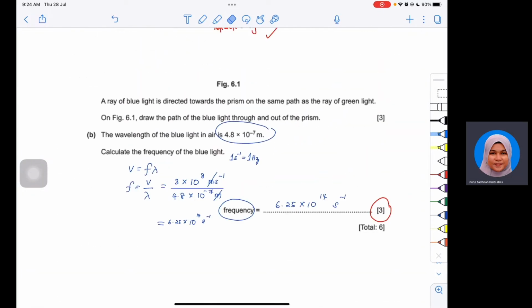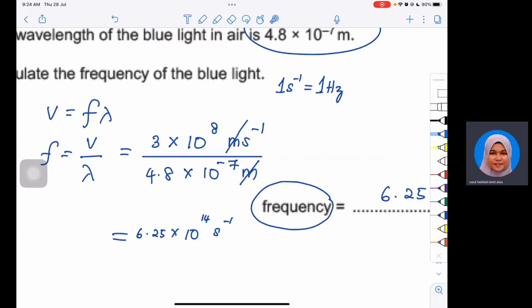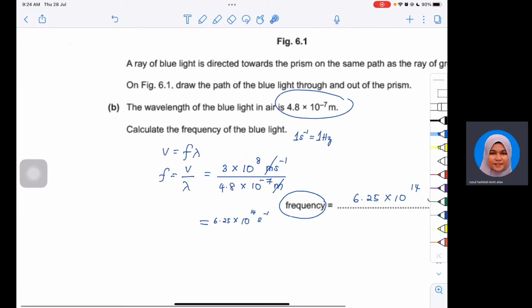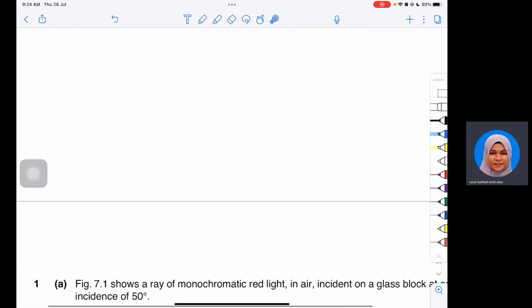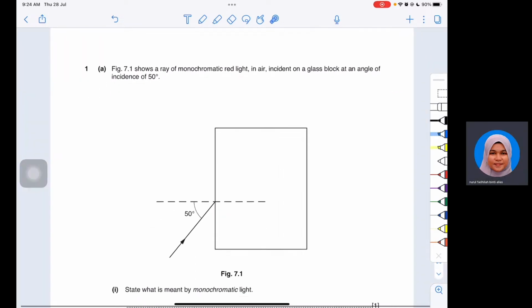Very easy. But if you don't get the marks, it's first because you don't know the formula and then you don't know this value. You must know that for light in vacuum or in air, the value is 3 times 10 to the power of 8. Okay, this question I added, the others are different.